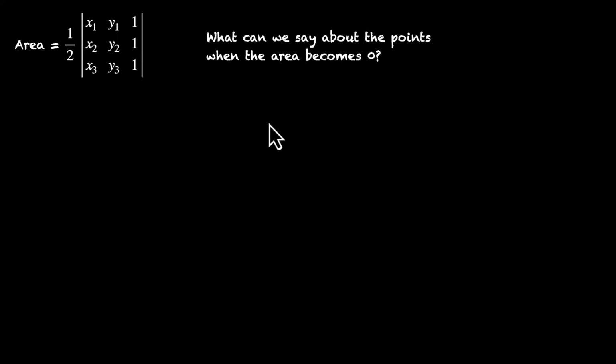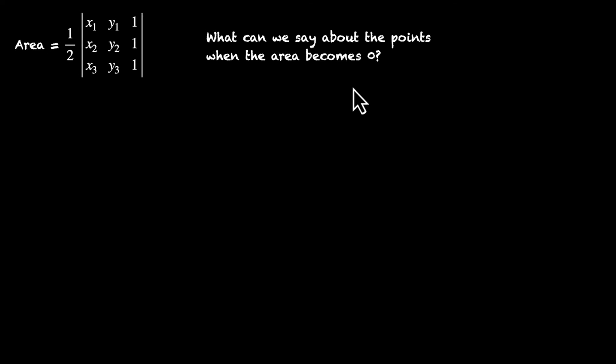So far we have seen that if we have the vertices of the triangle, we can get the area using this determinant. The area of a triangle whose vertices are (x1, y1), (x2, y2) and (x3, y3) can be given as half of the mod of this determinant. But what can we say about the vertices when the area becomes 0? Think about it. If this determinant is equal to 0, what can we say about these points?